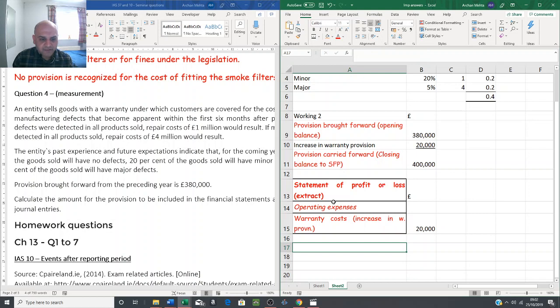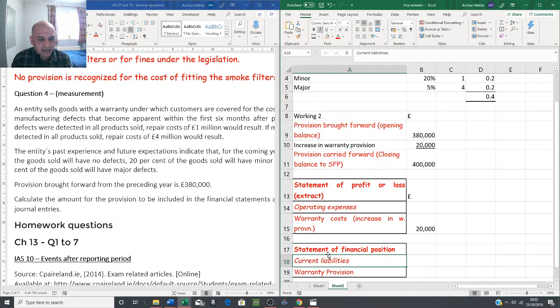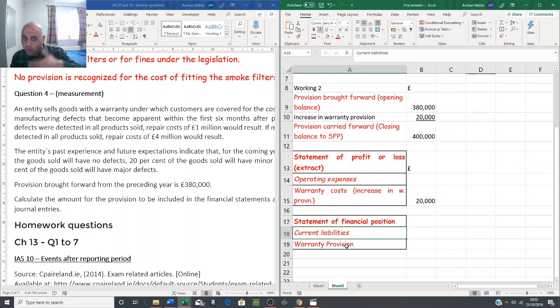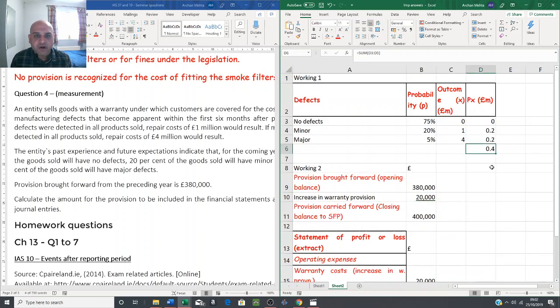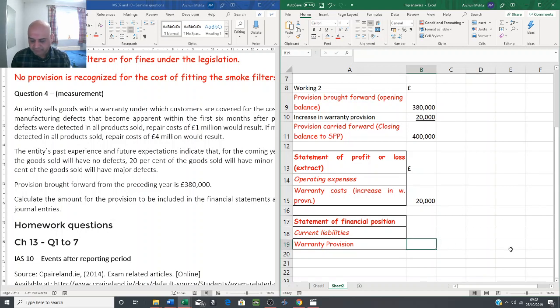Right, so that is the statement of profit or loss. What about the statement of financial position? The statement of financial position will go up as well. It is recorded under current liabilities because all those defects will need to be repaired in the following year. Warranty provision, and how much? We have done the calculation. Opening was 380. We worked out that the closing is going to be 400,000, and that's our closing, 400,000.